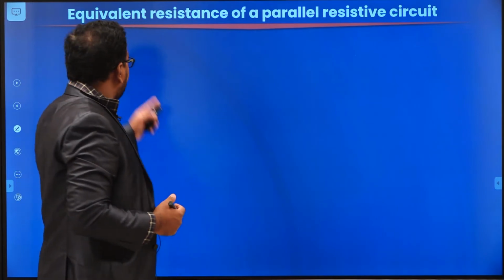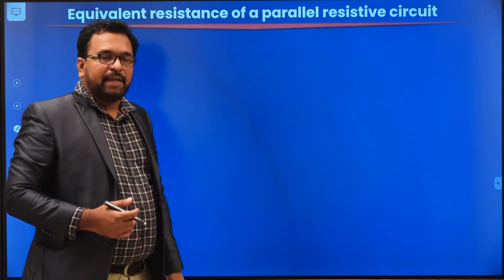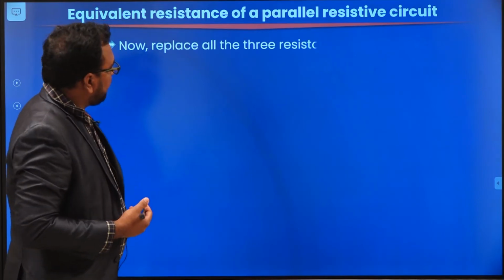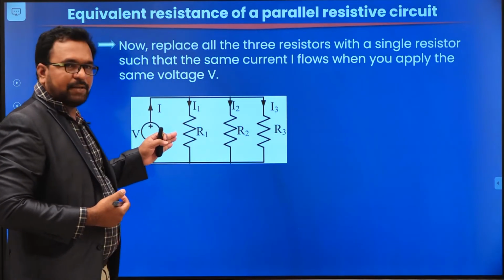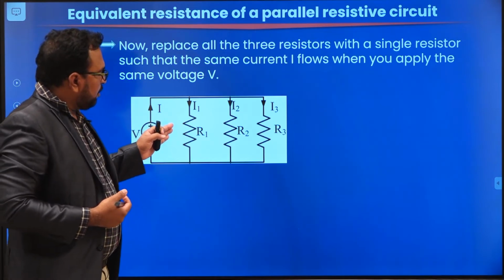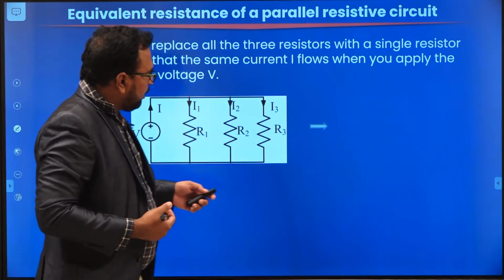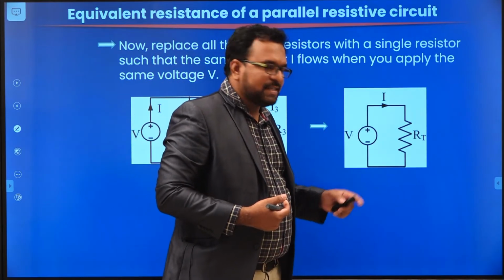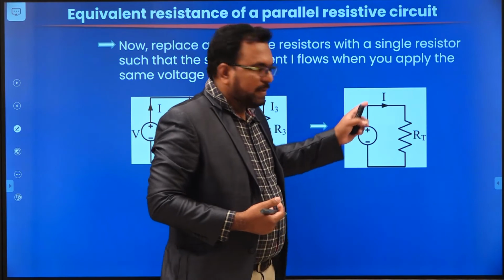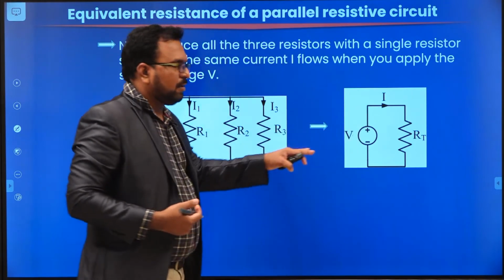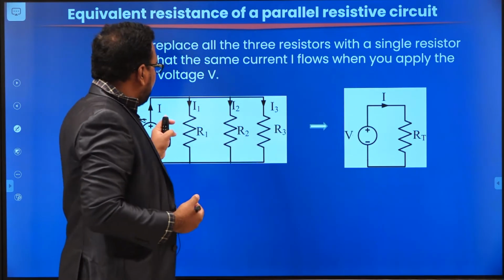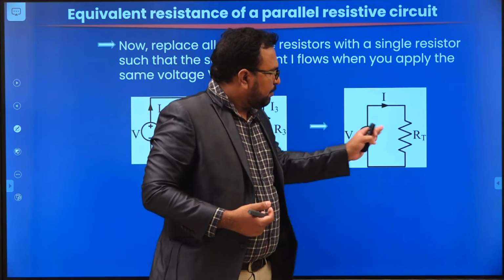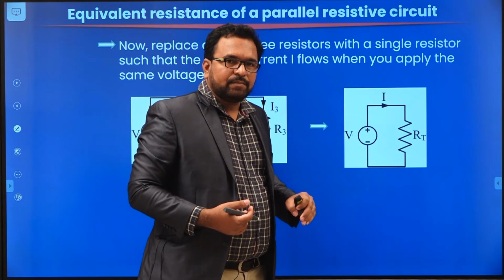Now what is our requirement? We have to calculate the equivalent resistance. So how are we going to calculate equivalent resistance? By replacing this parallel circuit which we have considered with an equivalent circuit like this, which is having a single resistance of value RT, such that the voltage and current will remain the same. The circuit parameters always have to remain the same, and you have to replace a resistance RT. So how will the circuit parameters remain constant? By choosing an appropriate value of RT.